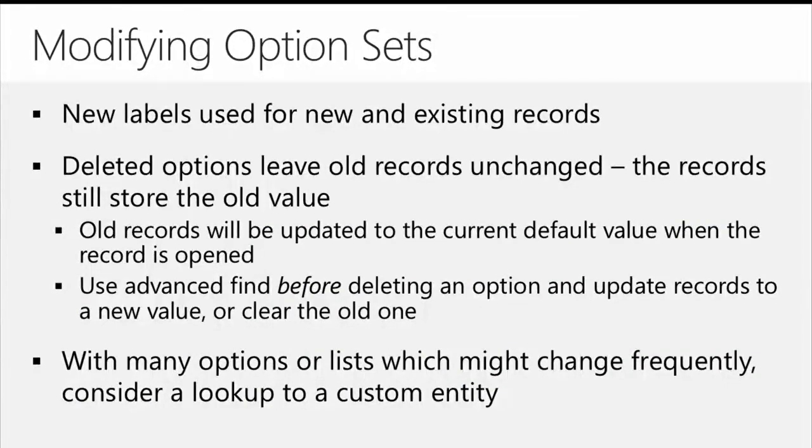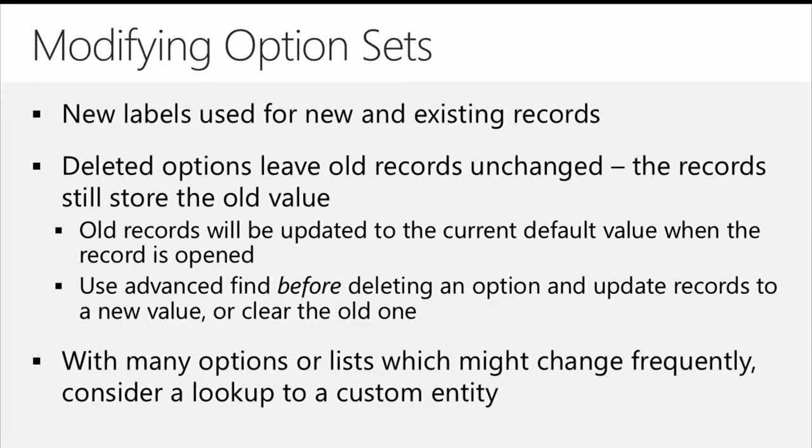Once you go in and have an option set that you've worked with, you do have the ability at any point in time to change the labels for existing and new records. So that's the nice thing, is if you ever need to make changes, you can certainly go ahead and do that. However, be aware if you potentially go in and delete options that are being used currently by other records. What happens is if I go in and delete an option set value from the application, the old records that are using that old value still retain that old value within those situations.